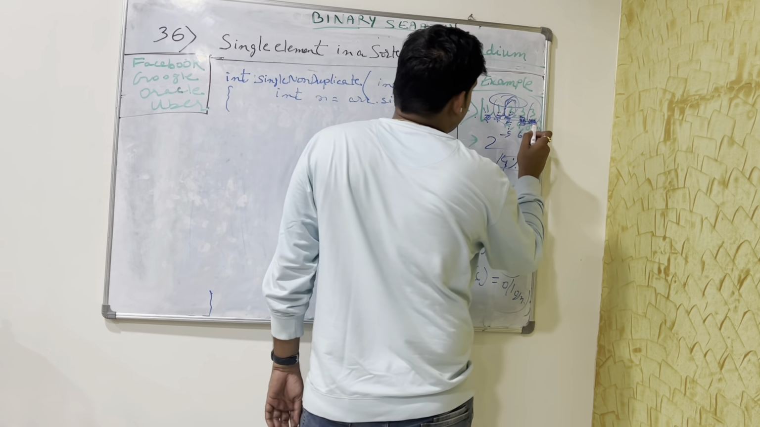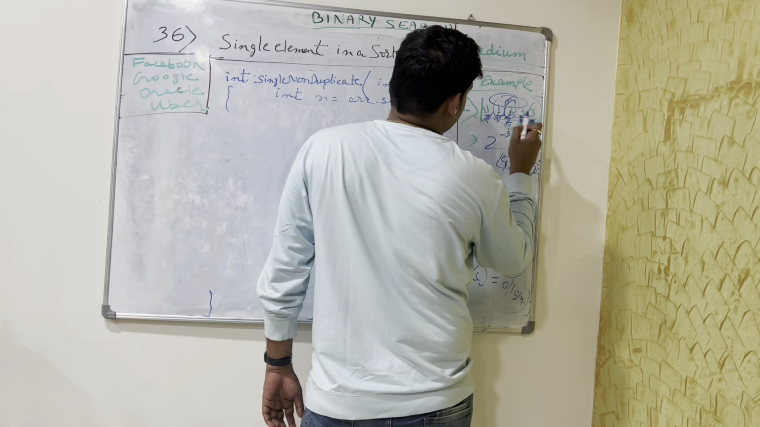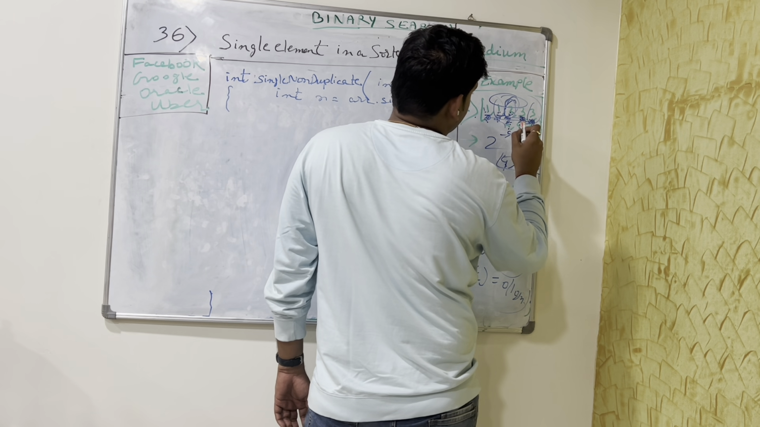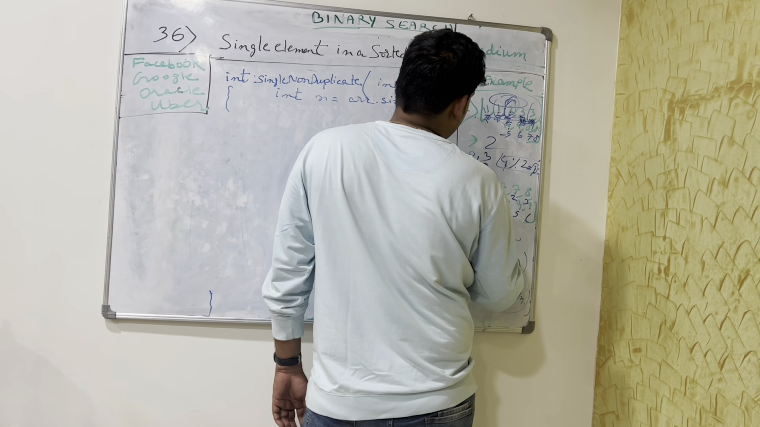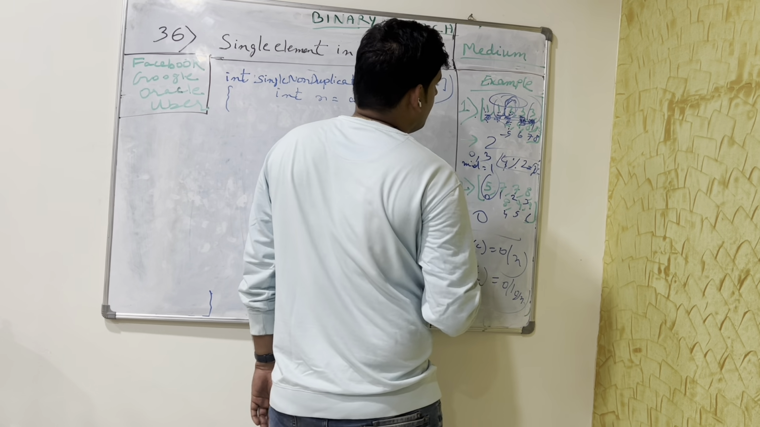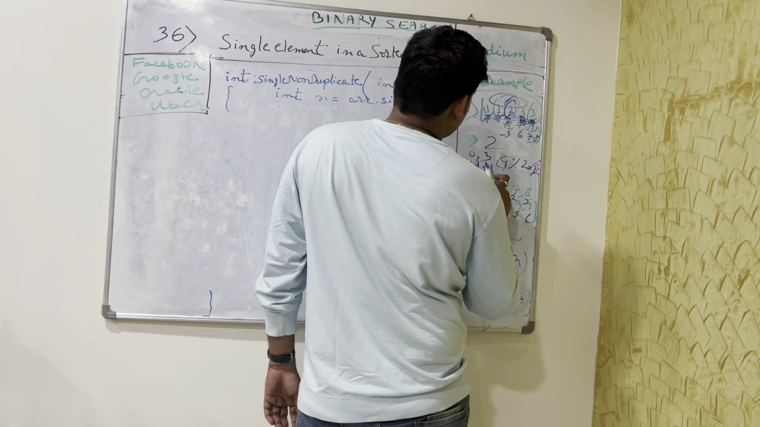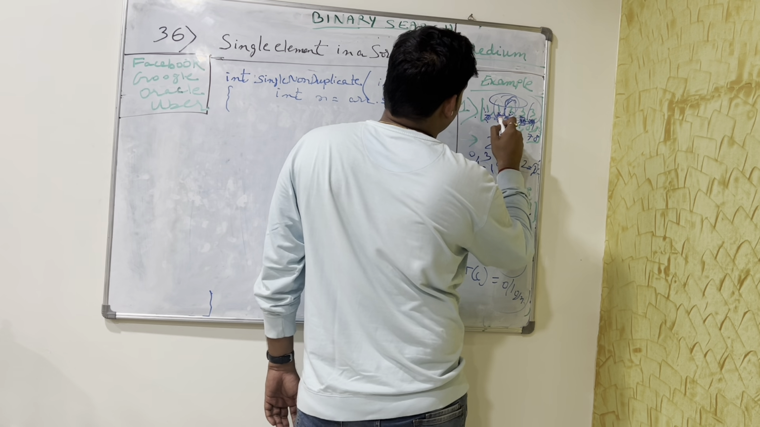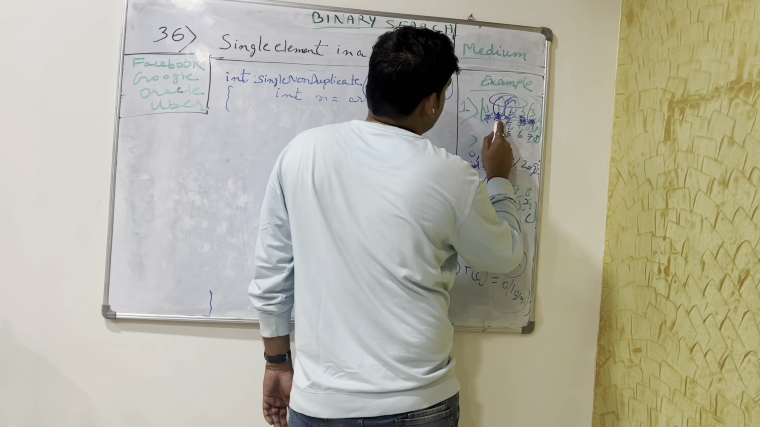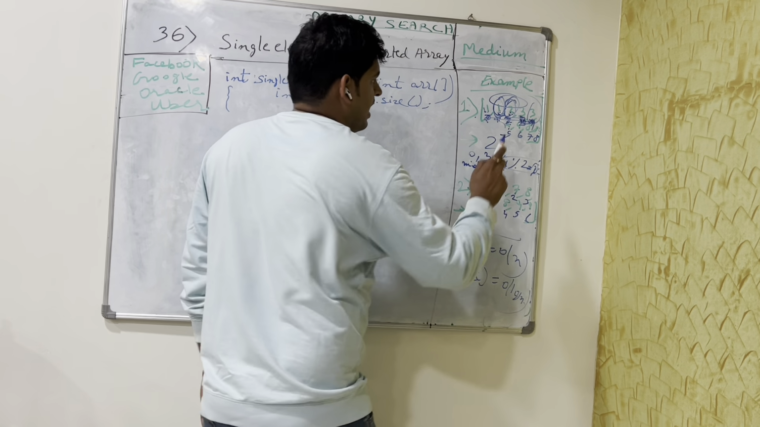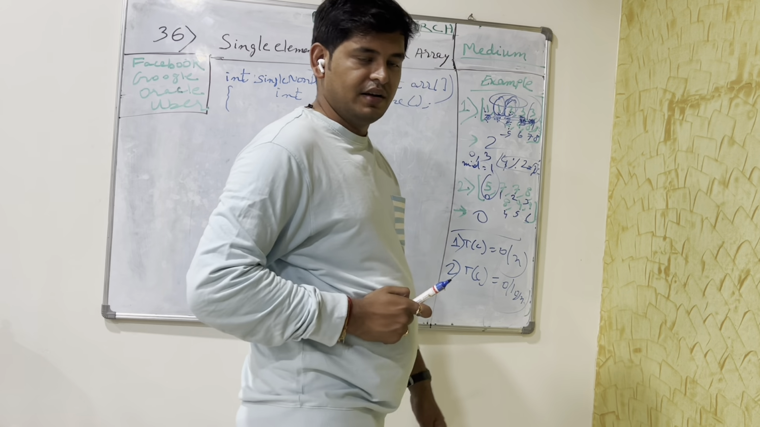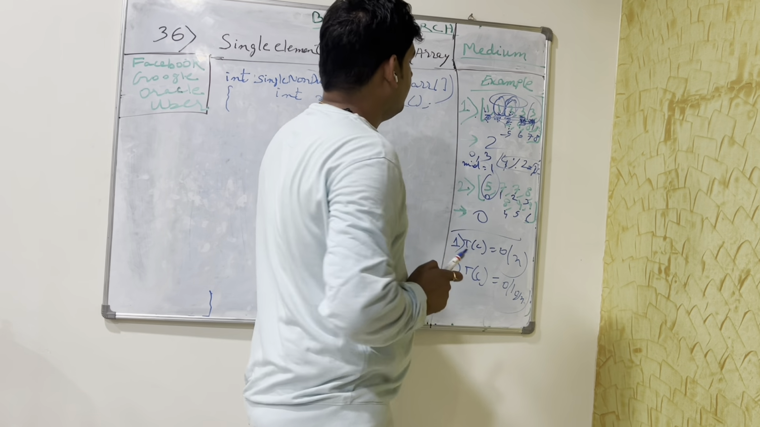Now if we search in the left half, the high would become mid minus 1, which is 3, so 0 and 3, and our mid would become 0 plus 3 by 2, 1.5, which is 1. So mid is 1, with 0 and 1. This 1 is actually equal to its previous element and it's not equal to its next element. So this condition is not fulfilled. So now where will we go?